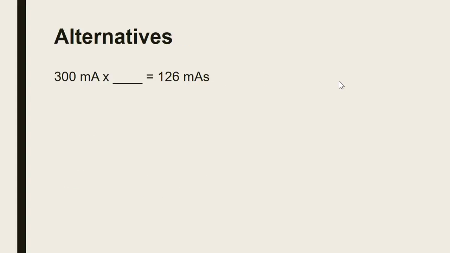Now, let's look at some alternatives. It's not always possible to find an mA and time that produce the exact mass. It's often necessary to choose an mA and time that give the closest possible mass desired. For this particular one, we have 300 mA and 126 mass. So to find the seconds, seconds equals mass divided by mA. Seconds is 126 divided by 300, 0.42.